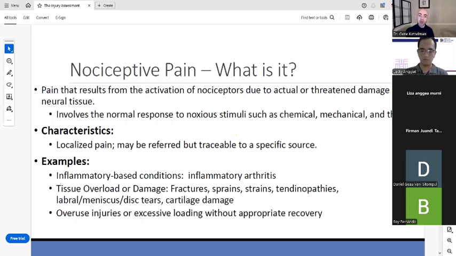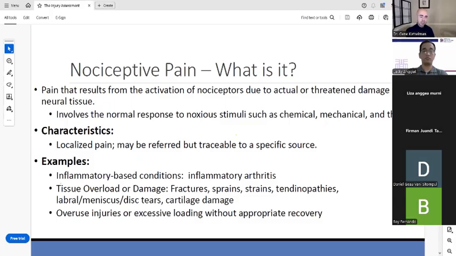So these are your fractures, your sprains, your strains, your tendinopathies, your labral or meniscus or disc tears, your cartilage damage, right? So your typical traditional injuries. And also just your run-of-the-mill overuse injuries or excessive loading without appropriate recovering.